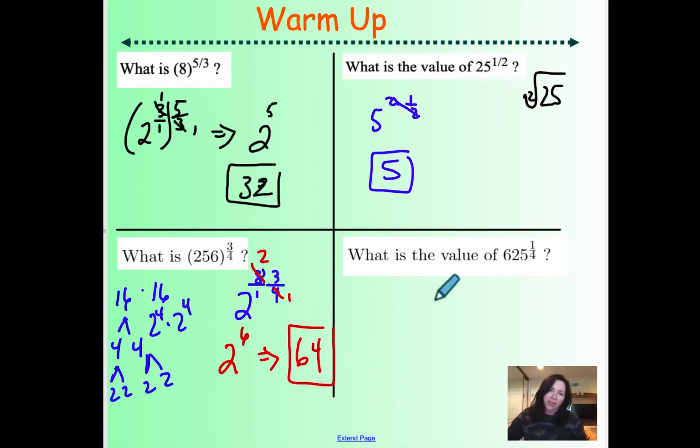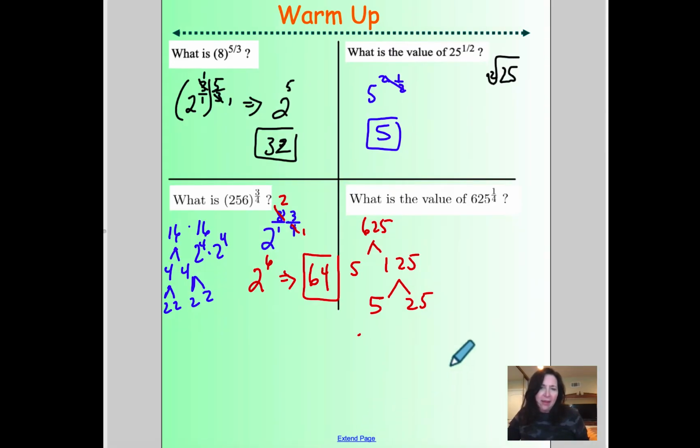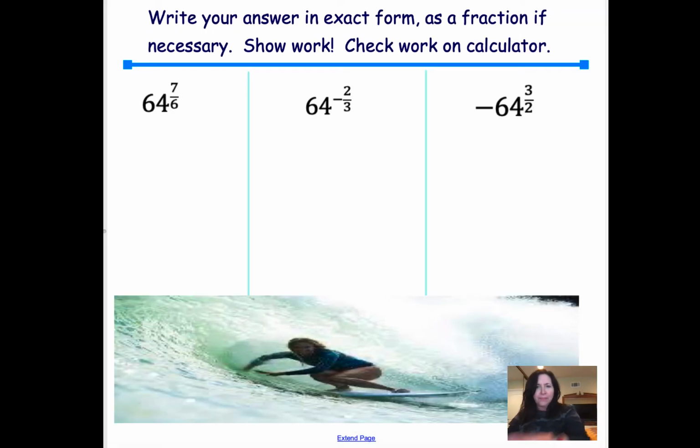The value of 625 to the 1/4 power. 625 is 5 times 125, and 125 is 5 times 5 times 5. So we have 5 to the 4th power to the 1 over 4 power. The 4's are going to cancel, and I get 5. Okay, cool. Write your answer in exact form.